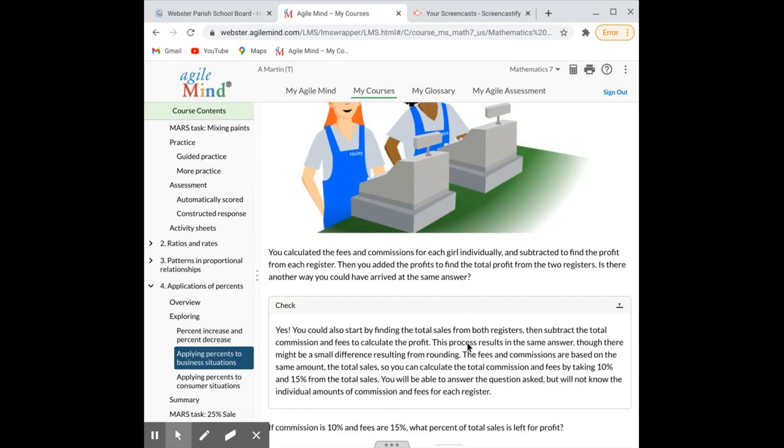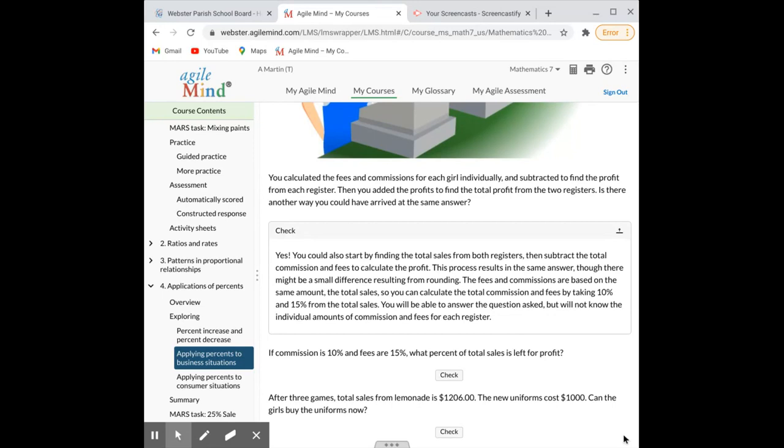So if the commission is 10% and the fees are 15%, what percent of the total sales is left for profit? Well, we just answered that. How much? 75%. 25%. Wait, 75%. You're right. 25% is being taken away from 100%, Landon. So that's why it's 75%, like Angel said. All right. So I got confused when he said that. Yeah, I know. He kind of confused me too.